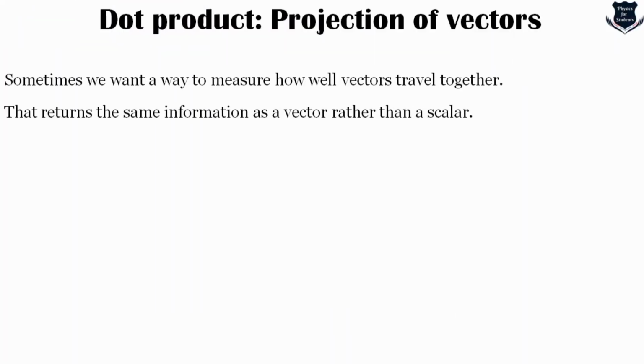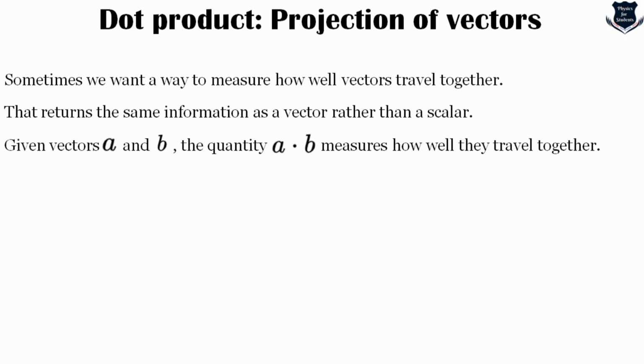Let us see. As the dot product gives us a way to measure how similar vectors are, the problem with the dot product is that it spits out a number, so it returns a scalar. Sometimes in mathematics and physics, we want to measure how well vectors travel together while we want to preserve some information about direction. In other words, we want a dot product-like measurement that returns the same information, but as a vector rather than a scalar. Now, how do we do that? How do we find a vector instead of a scalar?